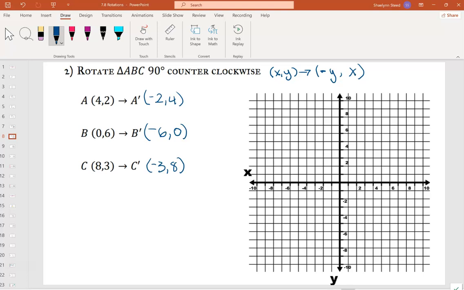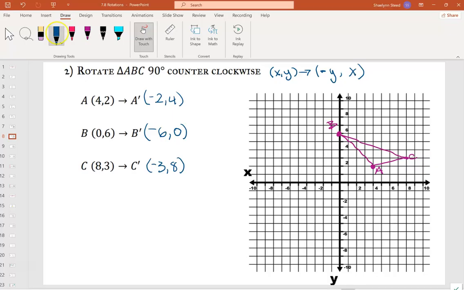All right, so then we're going to plot our first points. So we've got 4, 2. Then we've got 0, 6. Then we have 8, 3. A, B, C.